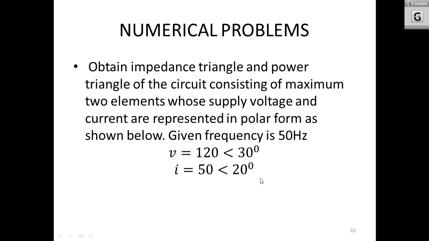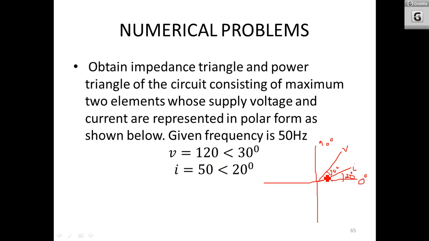Okay. Now first of all, how will you draw the impedance triangle of this circuit? If you are having a plane, this is 0 degree. This is 90 degree. Voltage is at an angle 30 degree. This is voltage. Current is at an angle 20 degree. So this angle is 30 degree. This angle is 20 degree.